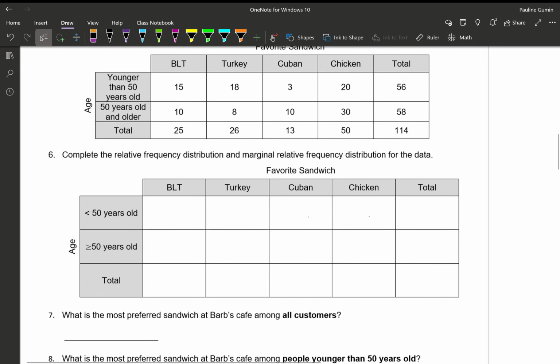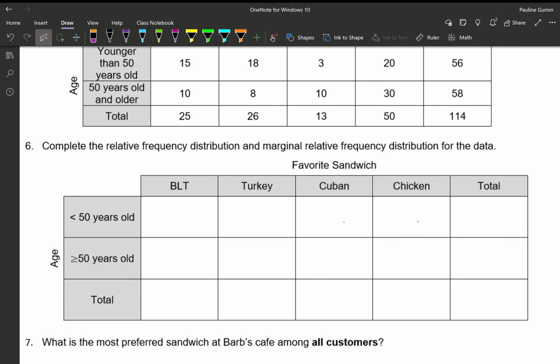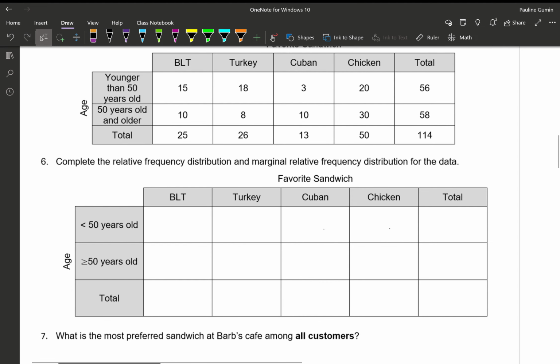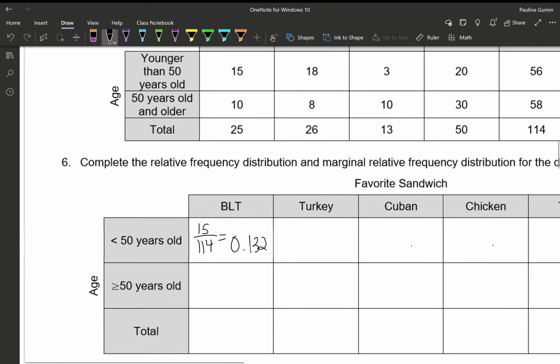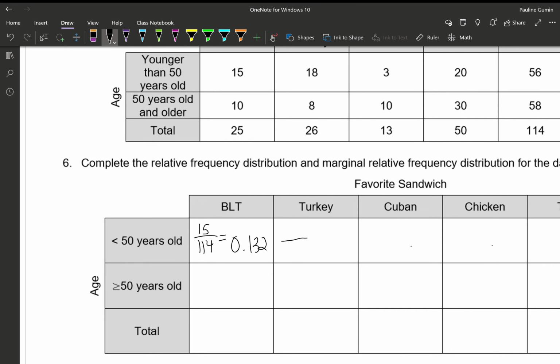Now what we'd like to do for number 6 is create a relative frequency distribution. So we are going to base this on the total because it's not conditional. Our total is 114. So we are going to create a bunch of decimals by dividing the totals in each category by 114. All right, let's start. For less than 50, we have 15 out of 114 that liked BLTs, 0.132. Then we have 18 people who liked turkey out of 114.